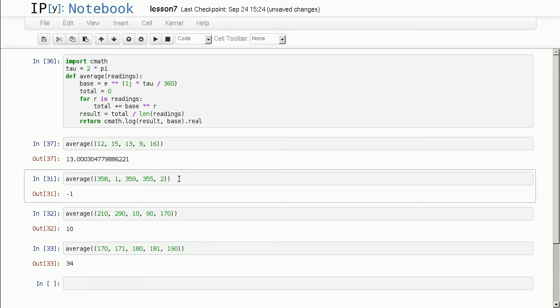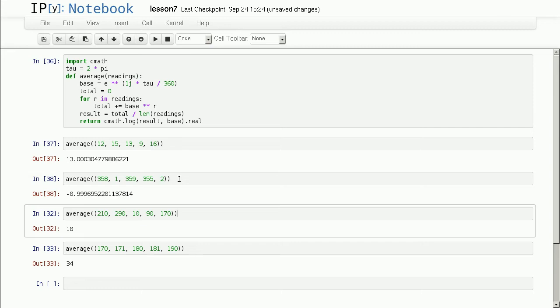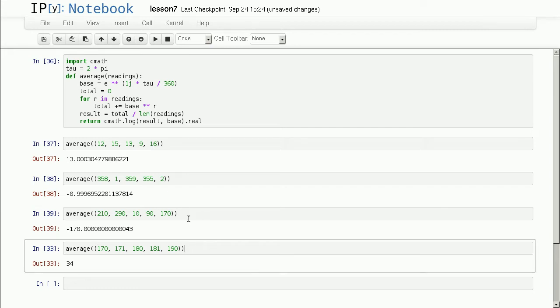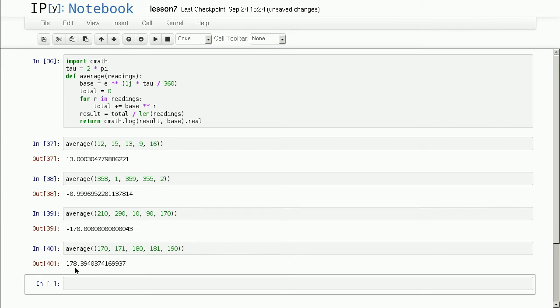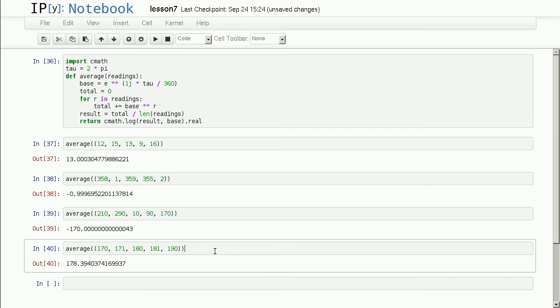This one here that seemed to be about -1 degree. Sure enough, I get a result that's very close to -1 degree. And this one, with numbers that are all over the place, this gives me -170 degrees. That's the same as 190 degrees going in the other direction. And this one that should be somewhere near 180, I get 178 degrees. That looks pretty good. I think we now have a function that does the job.